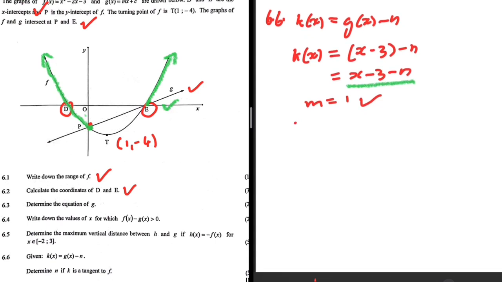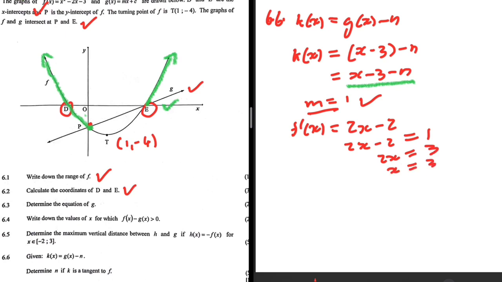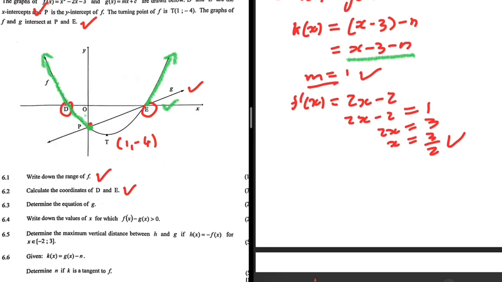I'm saying that f prime of x is equal to 2x minus 2. If we equate this to 1, the gradient of k of x, we're going to find a point that lies on k of x. So 2x minus 2 is equal to 1. So 2x is equal to 3. X is equal to 3 over 2. So this x of 3 over 2, we're going to then substitute it into f of x in order to find a point that lies on k of x.